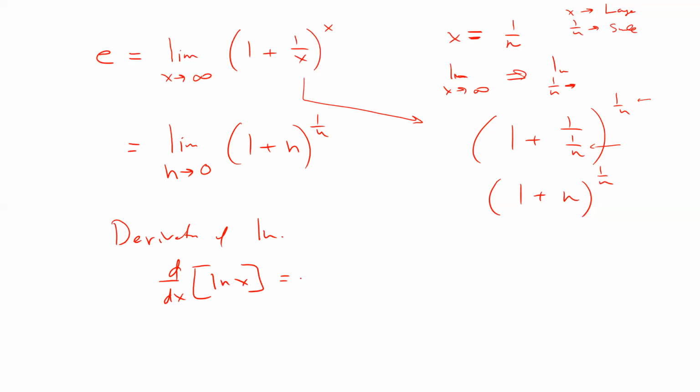All right, put thinking caps on. Back to our definition of derivative. The derivative definition is the limit as h goes to infinity of ln of x plus h minus ln of x, over h. I believe that's the way it works.